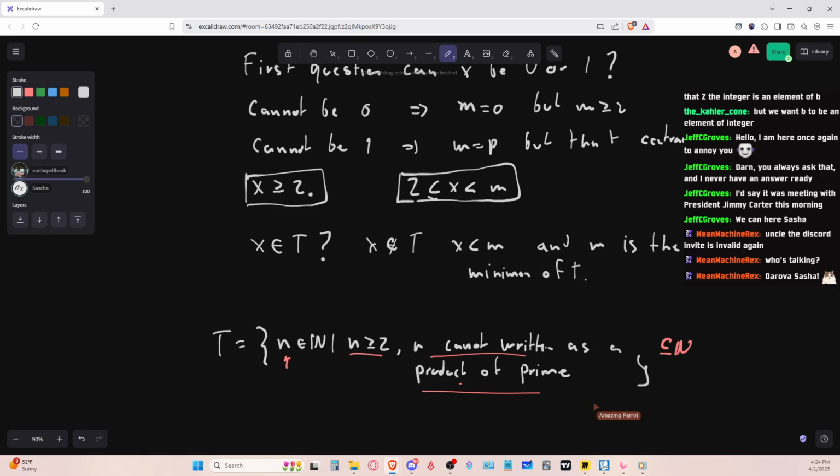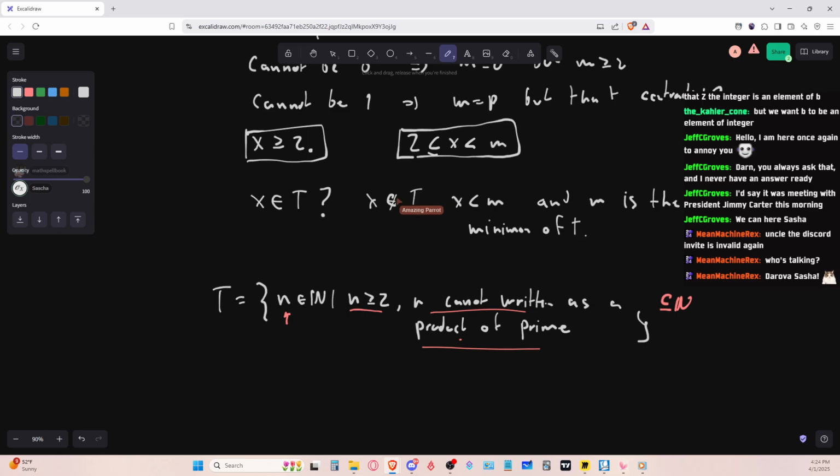But m is also the minimum, so the thing is that I don't know if this is right, but we know x is smaller than m, and it's a divisor of m, but yet it's not part of the set here. Wouldn't that conclude that x would be a prime number in this case? No, right? Okay, yeah. No.